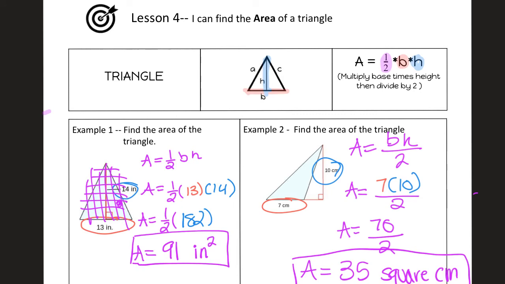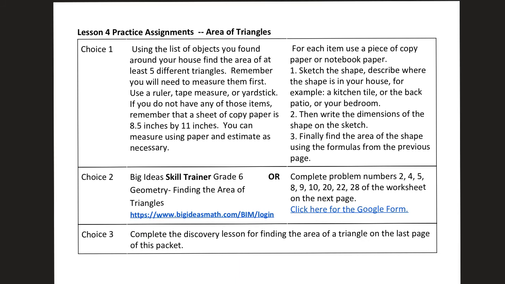So your practice choice, let's fill in what we know. You have 3 of them again. So going back that same list of objects you found around your house, you need to find 5 that are triangles. Okay. Make sure you measure them as best as you can, okay? And you're going to find the area of 5 of those triangles from around your house. So maybe you have like a corner table or something, that would be a triangle. Like if I had a table like that, right? That might be a triangle. So see what you have, okay?